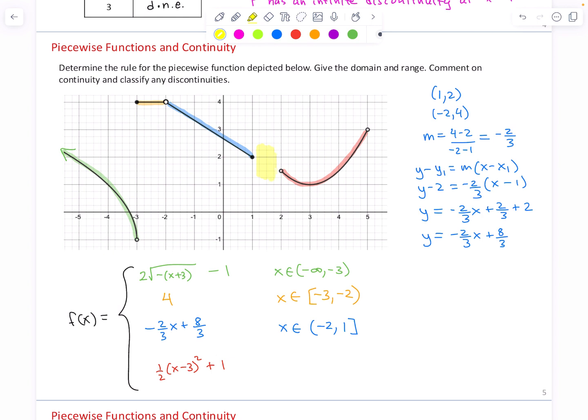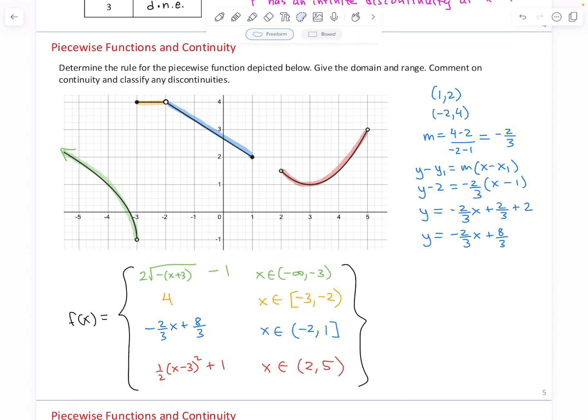Then notice we have a gap of x coordinates, and we don't pick up the function again until we get to x equals 2 exclusive. So the red portion of the graph is drawn for x is between 2 and 5 exclusive of both endpoints. And here's our piecewise function.